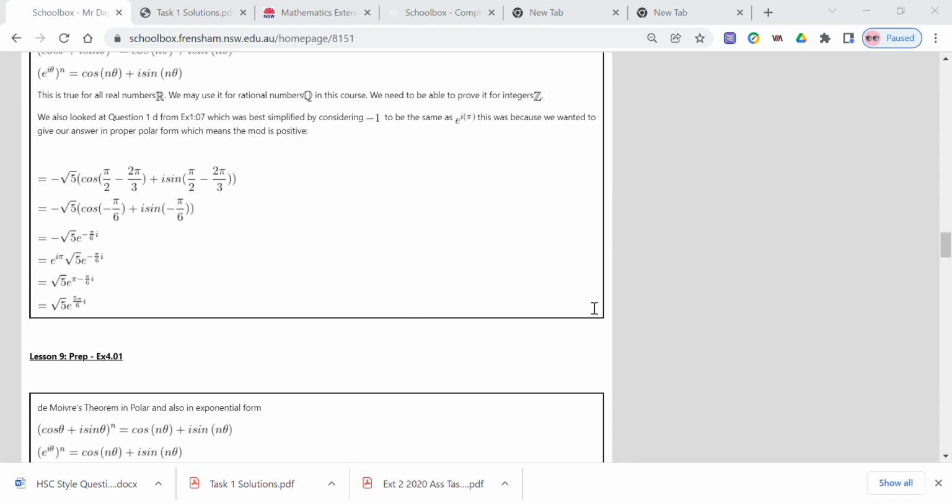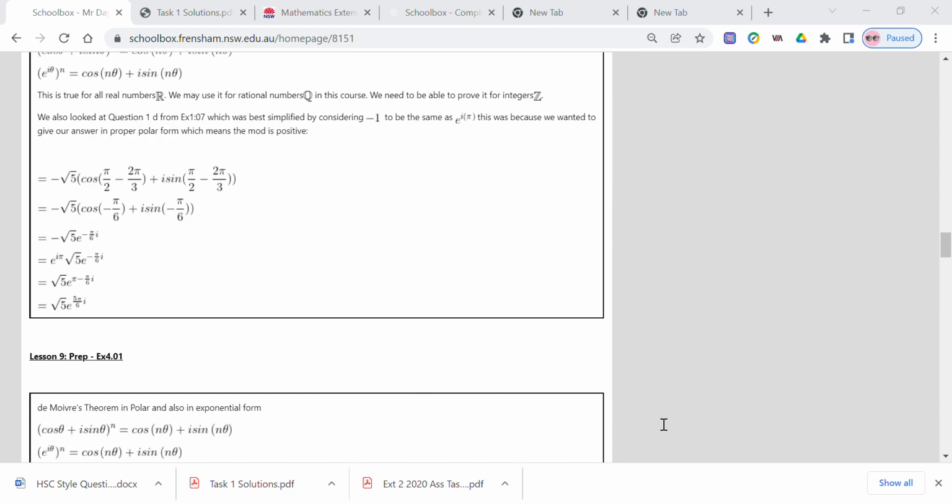It's fine, it works as a number to operate with, but if you're asked to put it in proper mod-arg form, you'd need to get that 5 pi on 4 back in the correct range, because that's outside of minus pi to pi. So whilst the original number exists and you can operate with it, if you're giving your answer properly, it should be the bottom one there.